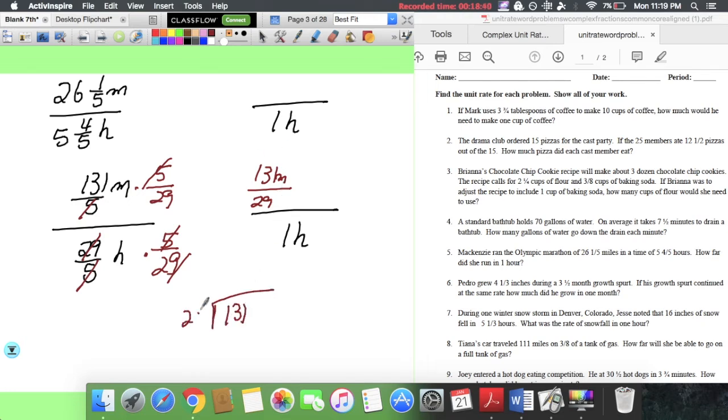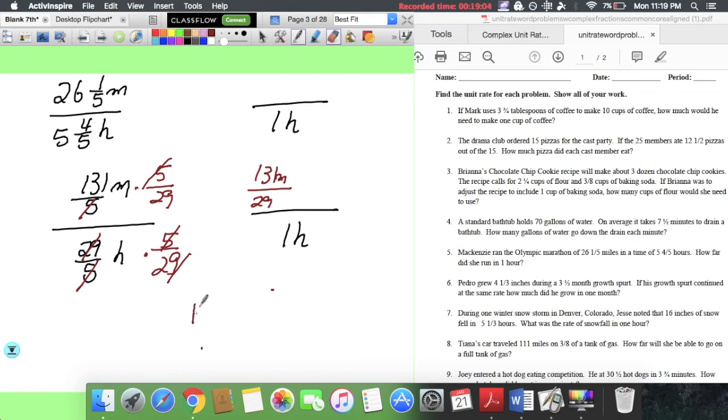131 divided by 29 is, I don't know, 5. No, it's 5 too much. 4. 4 is up too much. 3. No, it has to be 4, 36. 4 times 9 is 36. Go 3. 4 times 2 is 8. Plus 3 is 11. And I don't know what I'm doing.